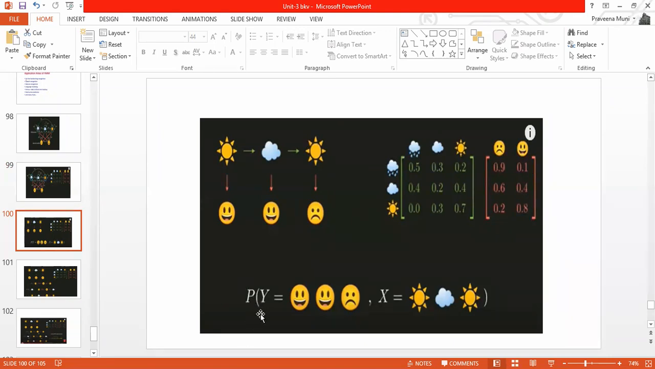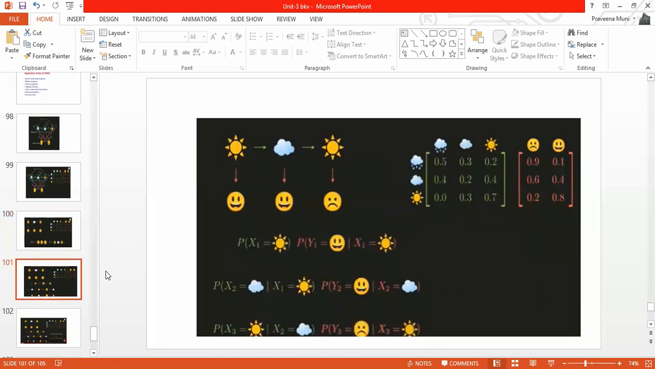Now we want to know, the person is happy, happy, and sad, where the weather conditions are sunny, foggy, sunny. For these weather conditions the person's mood is happy, happy, sad. What is the probability of having this sequence of observed variables given these weather conditions? How do we find this probability?